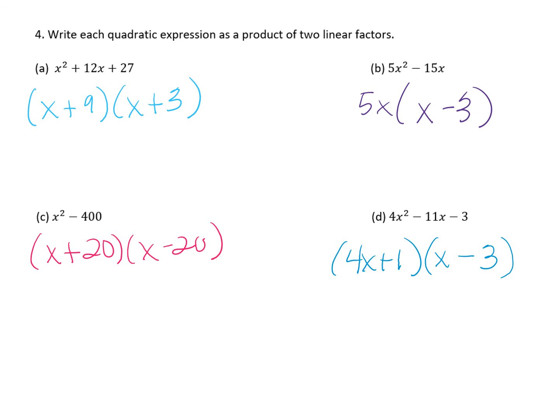So here are the 4 answers. Letter A is x plus 9 times x plus 3. Letter B was a GCF. You had to factor out the 5x, and then you're left with x minus 3. Letter C was a difference of squares, so you end up with x plus 20 and x minus 20. And then letter D, that's one of the harder ones where that leading coefficient is not 1, and we don't have a GCF, and our factors end up being 4x plus 1 and x minus 3. Again, feel free to reach out if you would like for me to work through any of these with you. I'm happy to do so.